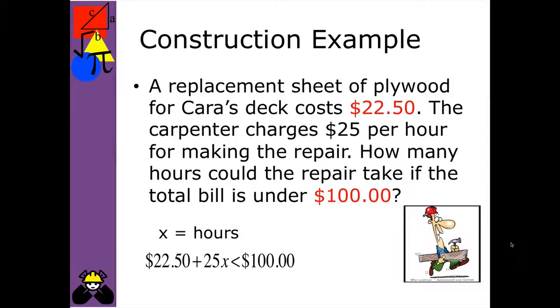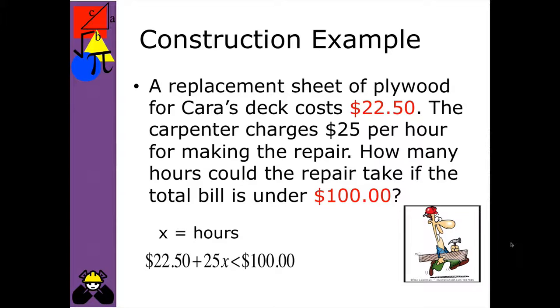So the example says a replacement sheet of plywood for Kara's deck cost $22.50. Add that to your note taker. The carpenter charges $25 per hour for making the repair. How many hours could the repair take if the total bill is under $100? So I'm going to let X equal the hours. In real-world problems, you always pick a variable and tell what it's going to represent and then make the equation. The equation in this case turns out to be an inequality. So she has to pay $22.50 plus 25 times the number of hours, and X is the number of hours, but she needs to stay under $100.